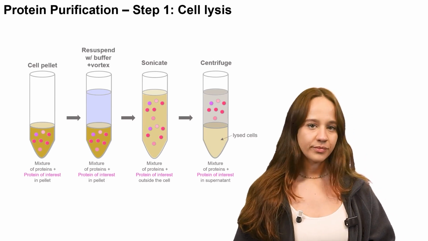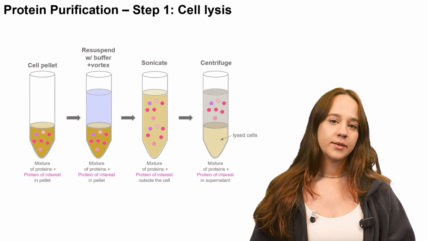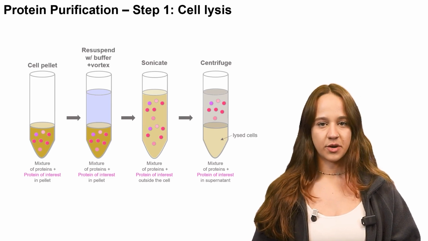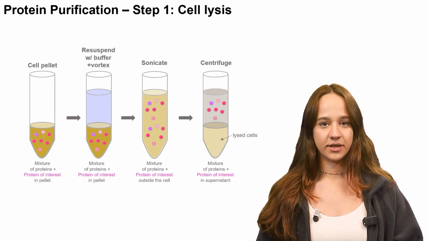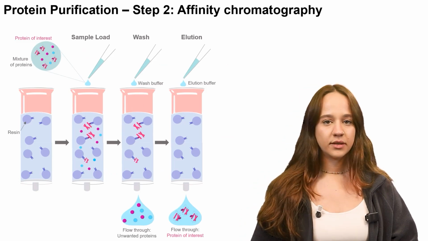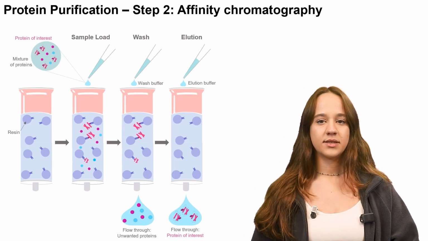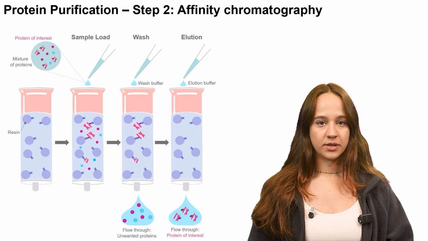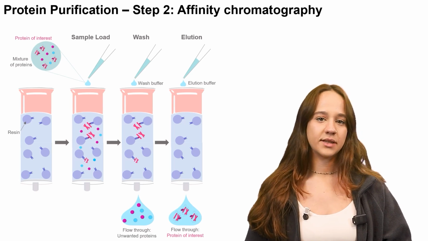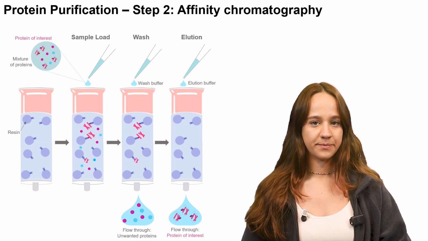We rely on the high amount of histidine amino acids in our protein of interest for its selection. So a very common method for selecting our protein of interest, tagged with a polyhistidine motif, is the use of immobilized metal ion affinity chromatography.